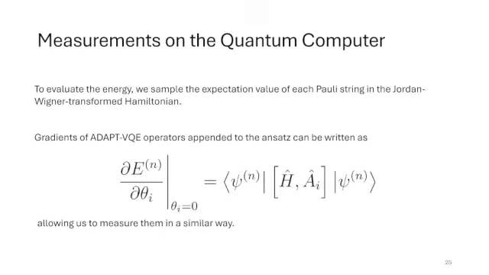The gradients of the operators can actually be written as an expectation value as well, because they're always put at the end of the circuit. And this expectation value is just of the commutator of the Hamiltonian with the generator of the corresponding operator. So this allows us to measure the gradients in a very similar way to how we measure the energy, because this commutator maps to a linear combination of Pauli strings in itself.